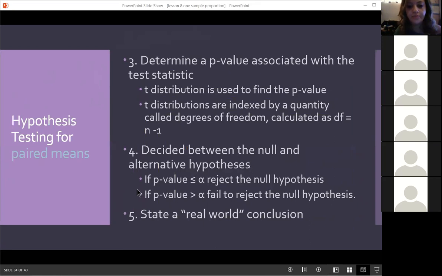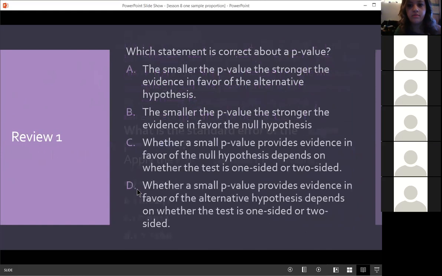Oh, okay, I almost said research questions. Reviews. So let's try these out. Which statement is correct about a p-value? I won't read these to you guys. You can read through these options, and then let me know what you think the answer is, and we'll go over it.